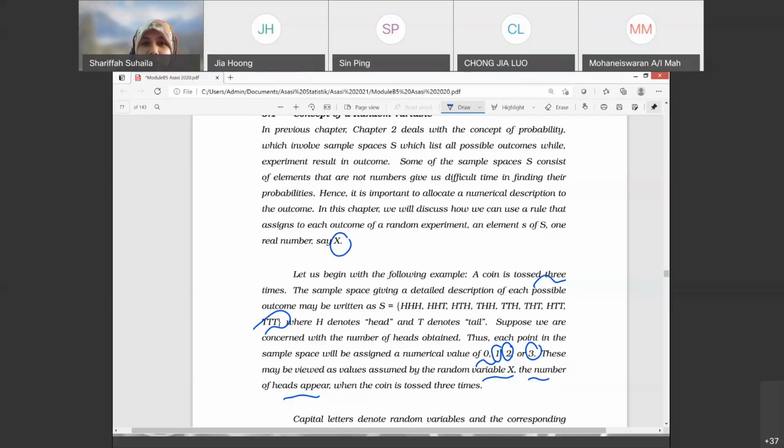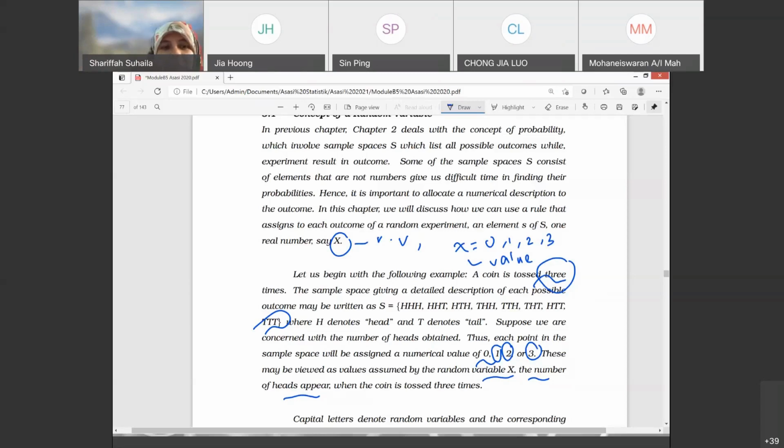What you want to find in this question: we are concerned with the number of heads. That means we define a random variable X as the number of heads that appear. The values can be either 0, 1, 2, or 3. The maximum is 3 because we toss 3 times. It can be no head, only 1 head, 2 heads, or all 3 heads. So capital X is your random variable, and small x is your value: 0, 1, 2, 3.